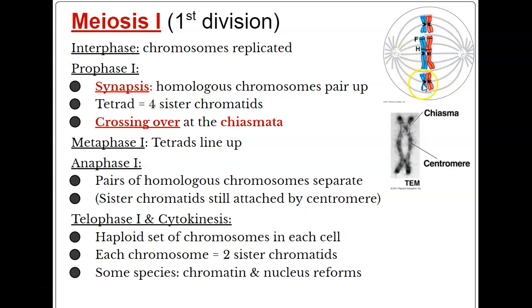Sister chromatids are still attached together, so there's still an X happening for each one of those chromosomes. And then in telophase I and cytokinesis, you end up with half of the genetic material. Each chromosome is still stuck to its sister chromatid, and so on.